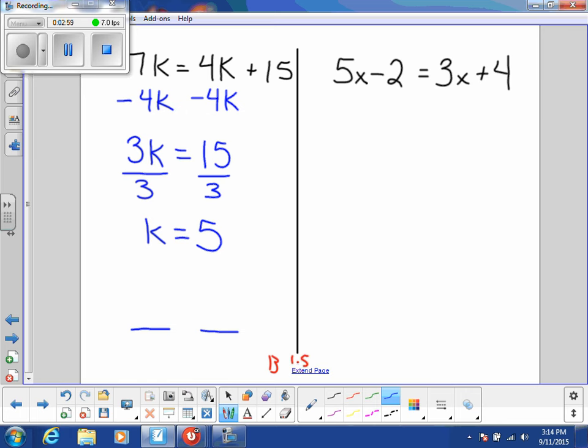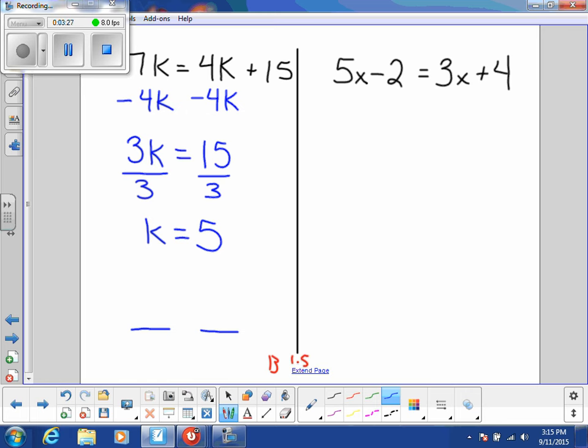The next example, 5x minus 2 equals 3x plus 4. Once again, I'm looking at the left, and I don't see any like terms to combine. Remember, I can't put 5x and 2 together because the 2 doesn't have an x. One is a variable term, the other is a constant. You look on the right-hand side of the equals, same thing. You have a variable term and a constant, so they can't be combined.